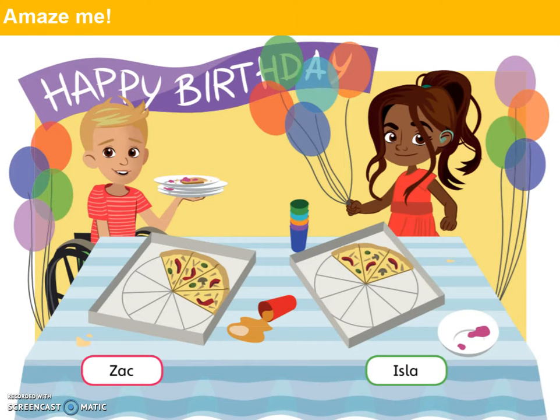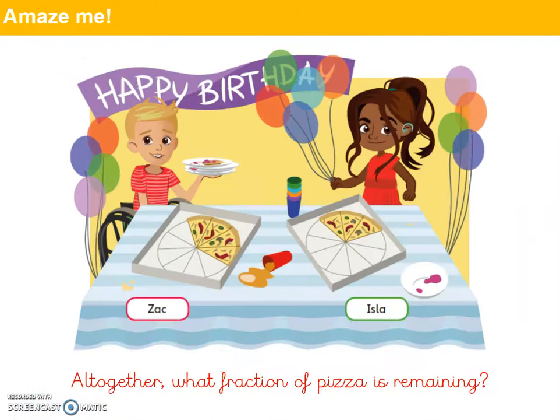And going straight to our textbook, we can see that our first problem relates to a birthday party and the pizza that Zach and Isla have been eating. So for question 1a, we're asking altogether what fraction of pizza is remaining. And in order to be able to answer this question, look at the pizzas first. How many parts has the pizza been broken into? How many equal parts has that pizza been sliced into? Because that's going to give you an idea of where to start.